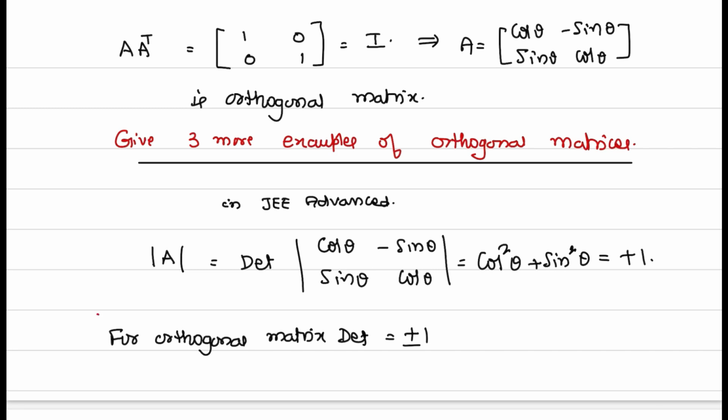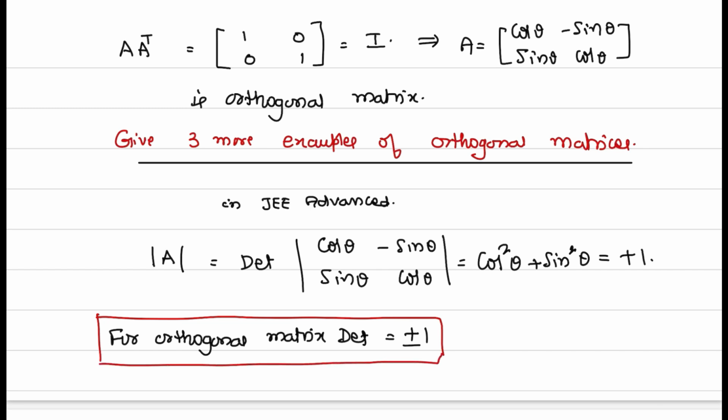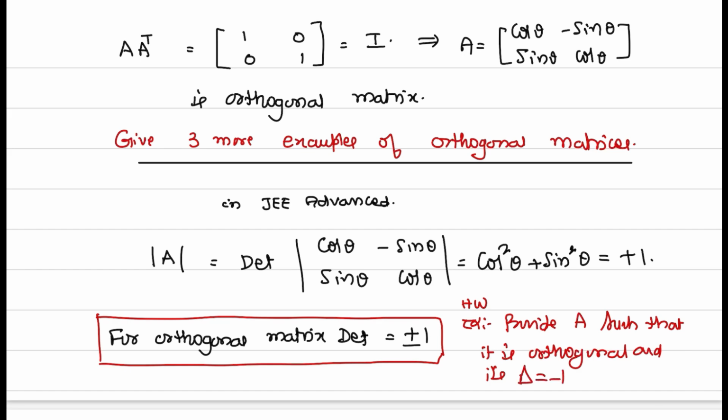Now as a homework, give me an example of A such that it is orthogonal and its determinant is equal to minus 1. And this is how orthogonality of a matrix is found out.